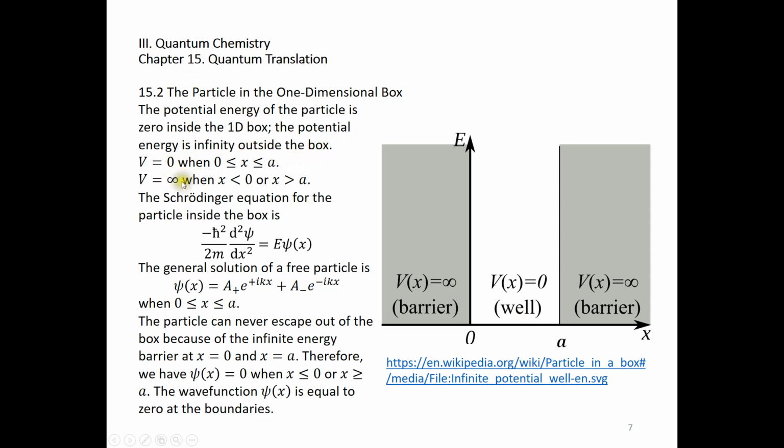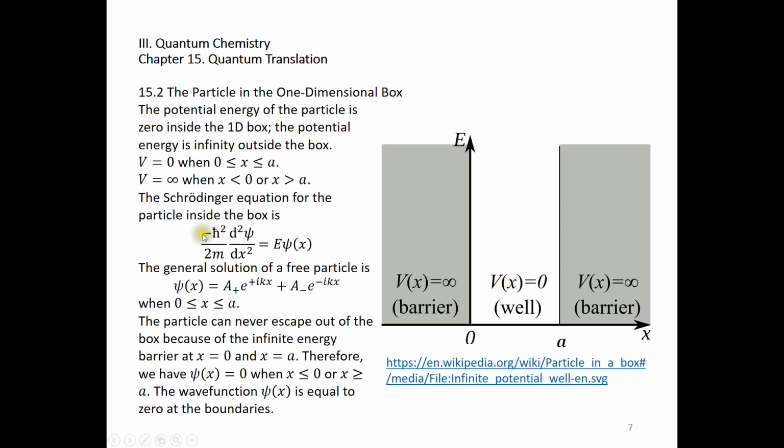We have two equations. V is 0 inside the box. V is infinity outside the box when x is less than 0 or greater than A. The Schrödinger equation for the particle inside the box is the same as the equation for a free particle because V is 0 inside the box.